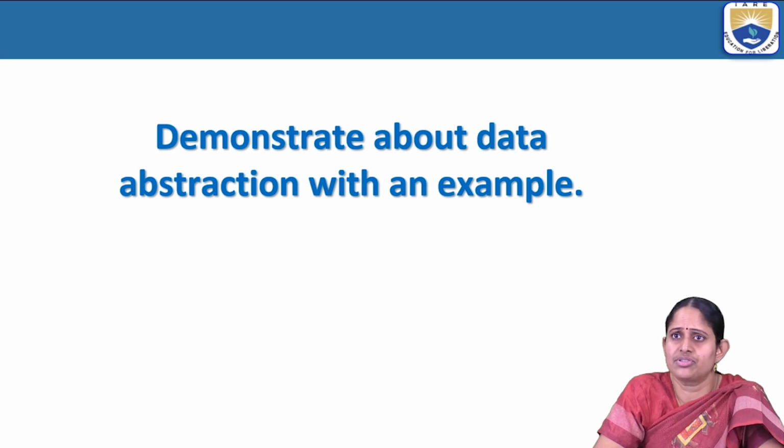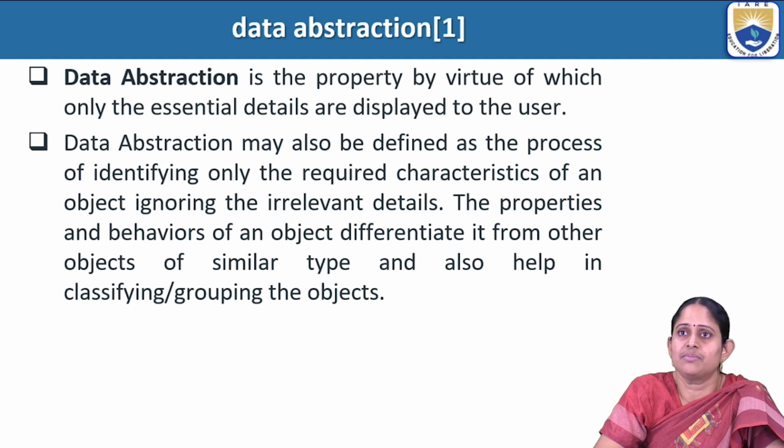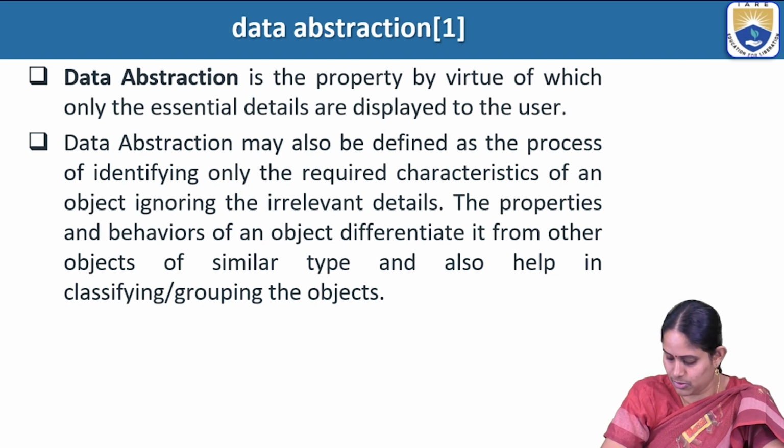Next is to demonstrate data abstraction with an example. Data abstraction is a property by which we are hiding the implementation details, and only the essential details are displayed to the user. It is a process of identifying only the required characteristics of an object, ignoring the irrelevant details. The properties and behaviors of an object differentiate it from other objects of similar type, and also help in classifying objects and a group of objects.